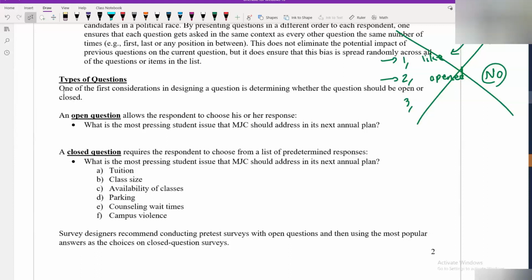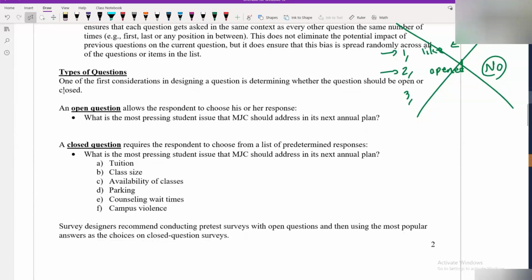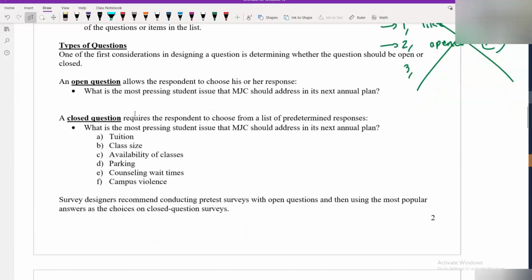But for closed questions, we may have multiple choice. So, what is the most pressing student issue that MJC should address in its next annual plan? These are multiple choice, so you can only pick from these for your answer, not something else. You may say, okay, my answer is not here, I'm not able to answer this question, and this is not good.